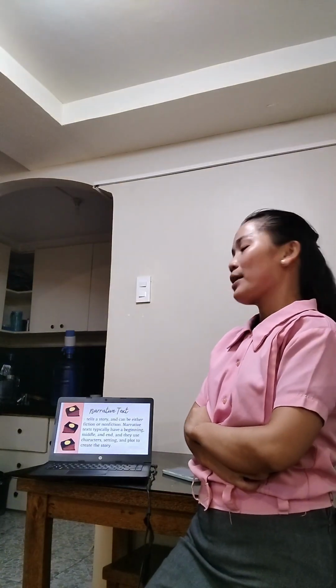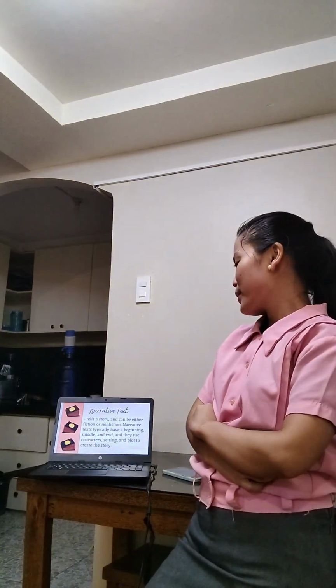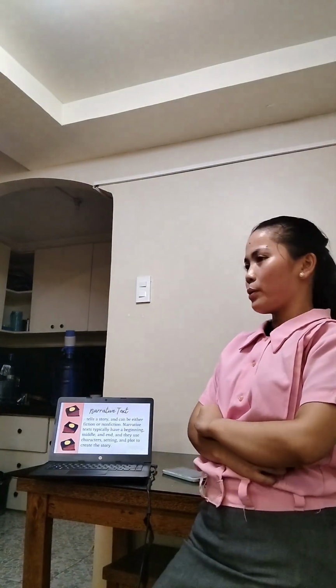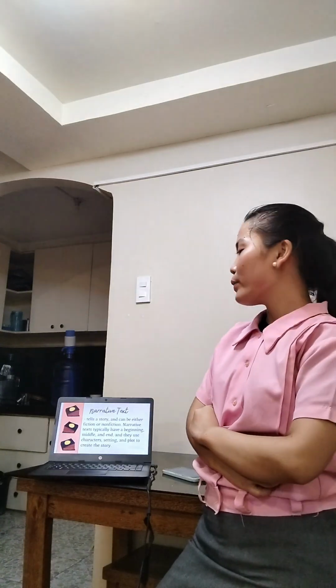And narrative texts typically have the beginning, the middle, and the end. And they use characters, settings, and plot to create a story. So where can we see the characters and settings? Alright, it's a short story. So the best example of a narrative text is a short story. What about the other? Alright, a novel.